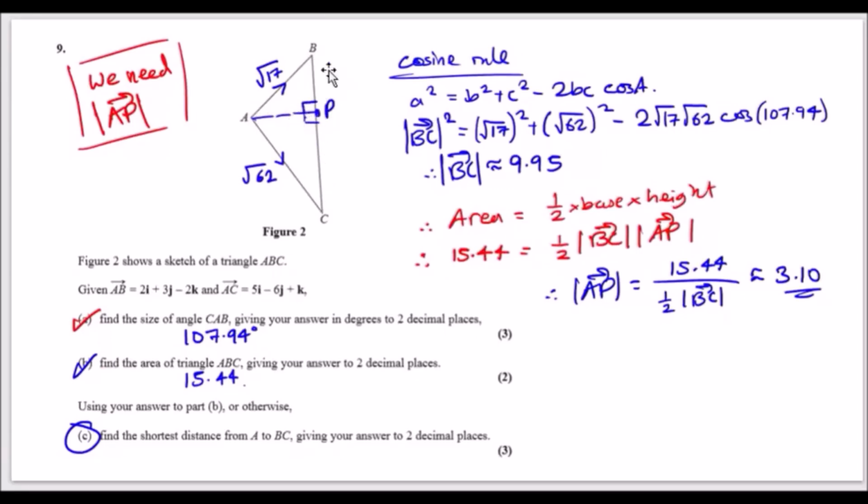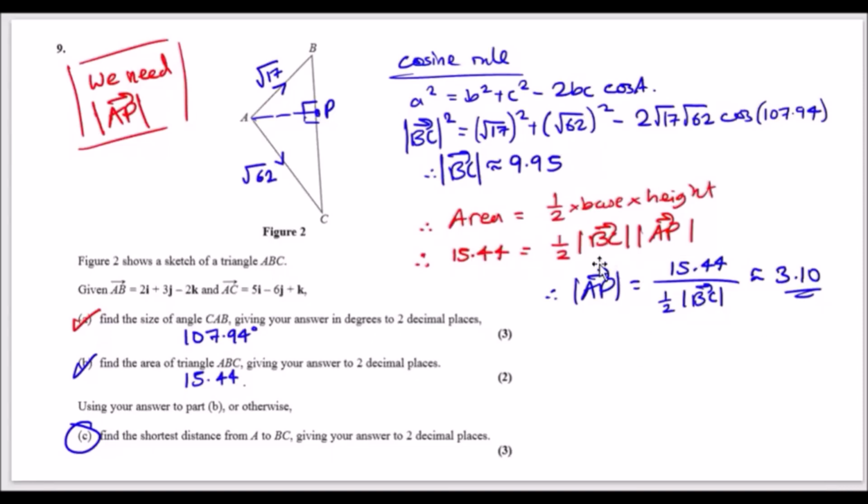So if we just twist the triangle a bit, we have a base here and a vertical height, and we can say that the area of this triangle, as we deduced, was 15.44. So base times height is 15.44, and of course halve it. We can say our base is BC, our height is AP, and our area is 15.44. Now we just plug it all in.